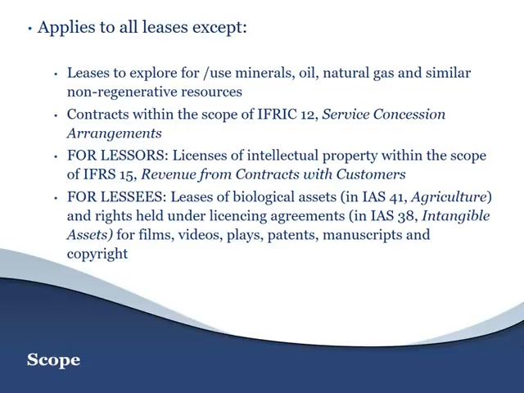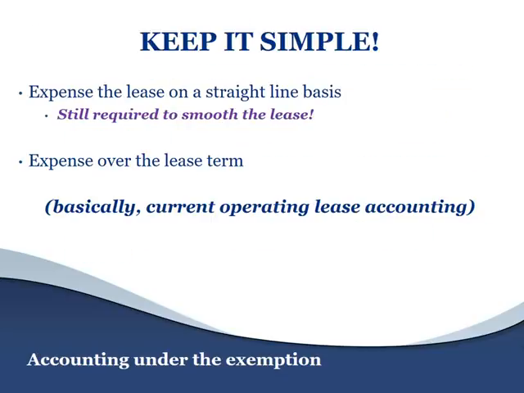And on the other side, if you're a lessee, if you are leasing things like biological assets that fall into IAS 41 on agriculture, or effectively any rights held under a licensing agreement for intangibles, for things like films, videos, plays, etc., those are also currently scoped out of this standard. Other than that, everything else is in. But there is one big exemption, and that is the following. The IASB decided to put in an exemption for what they call your small and short-term assets.